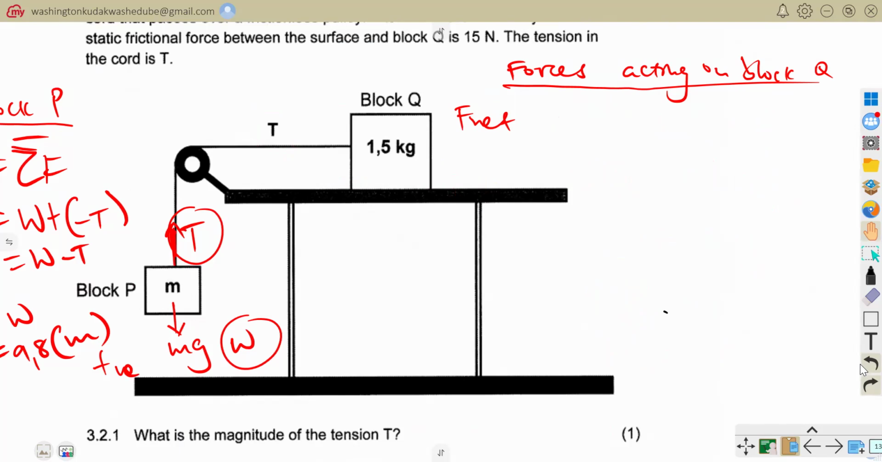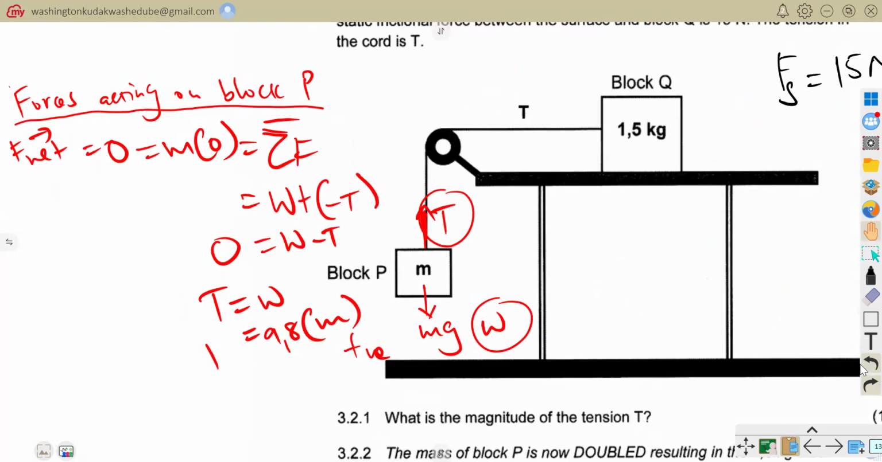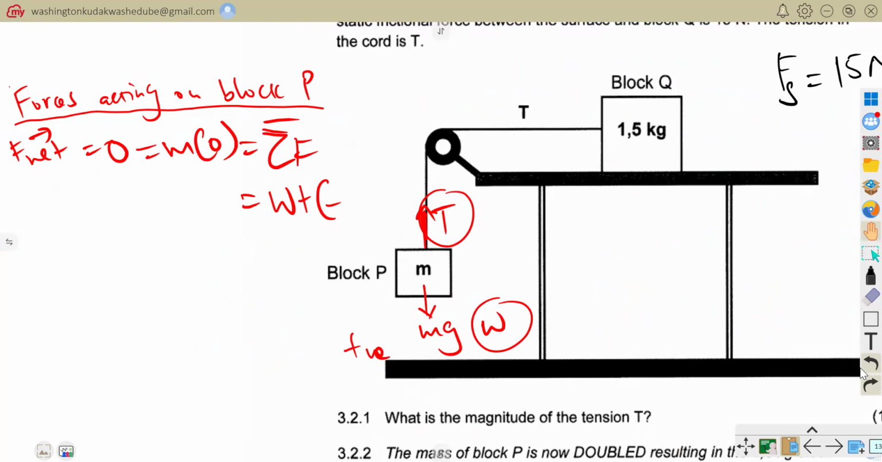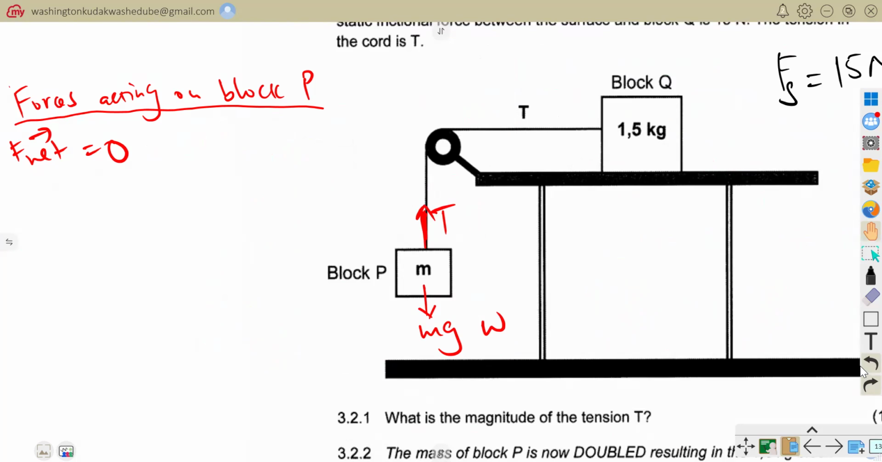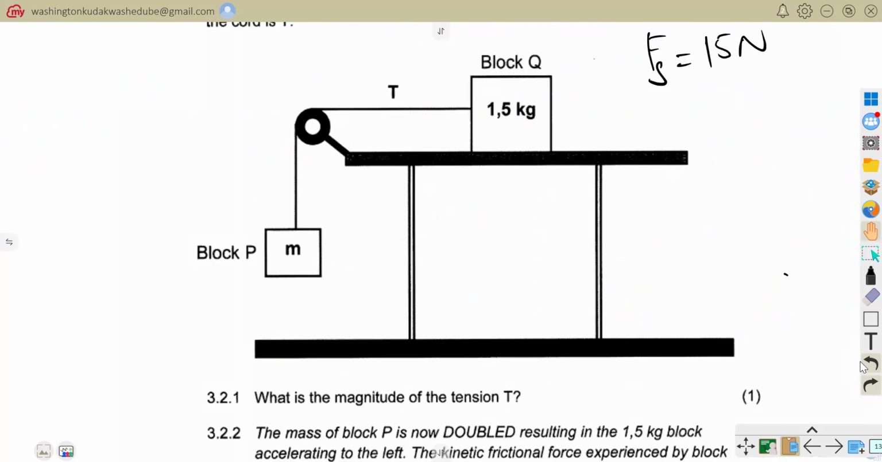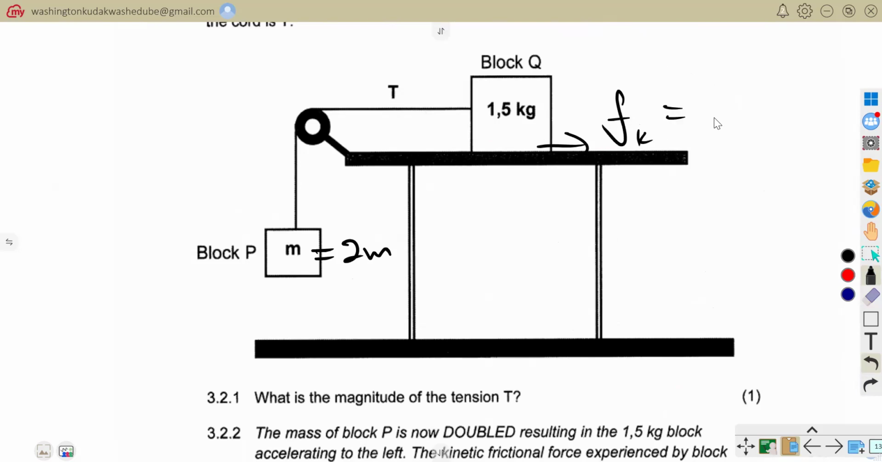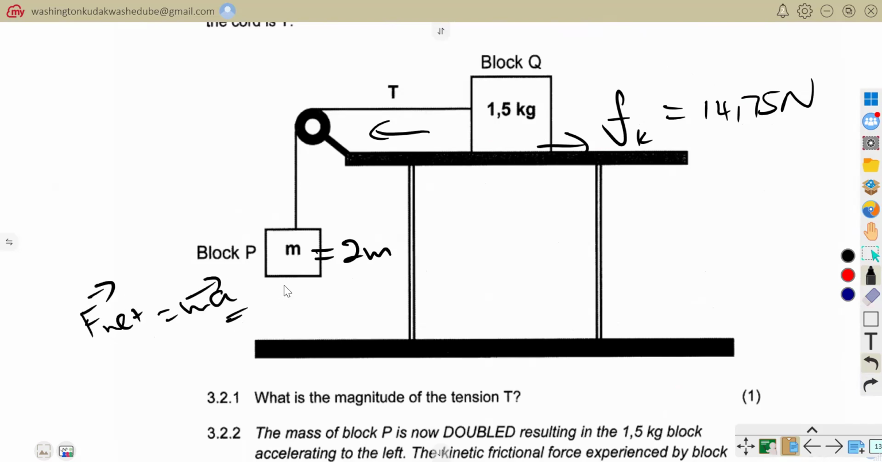So we simply apply the same tactics that we have applied before, which is to say that you have to individually or separately look into the forces acting on the individual block, and then thereafter, using Newton's second law, we look into what comes next. Now they are saying the mass of block P is now doubled, so this is now equal to 2m. If that is the case, they are telling us that we are no longer having the static frictional force, we are now having the kinetic frictional force equal to 14.75 newtons, and the body is now accelerating that side. So definitely we now have our net force equal to ma. We now have some acceleration there.